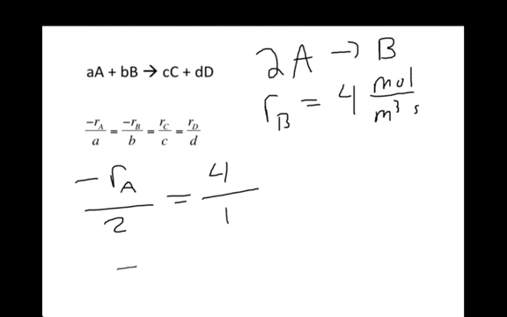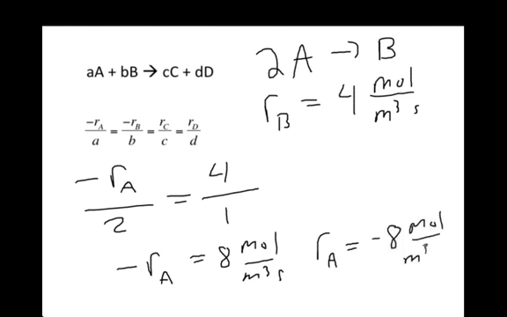So we can see that minus r_A, our rate of disappearance of A, is equal to 8 moles per cubic meter per second. Or alternately, that r_A, the rate of formation of A, is equal to minus 8 moles per cubic meter per second. It's important to keep these straight and to realize that the rate of formation and the rate of disappearance are really just negatives of each other.